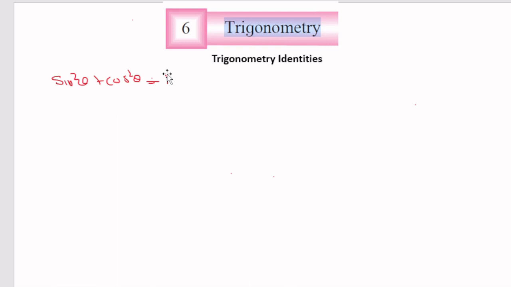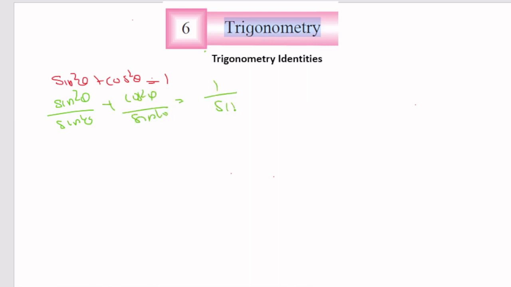Okay, to get the remaining identities, what do you have to do? Divide this equation simply by one of the ratios. Now the ratio means either sine square theta or cos square theta. Let's divide this by sine square theta. Divide throughout by sine square theta.